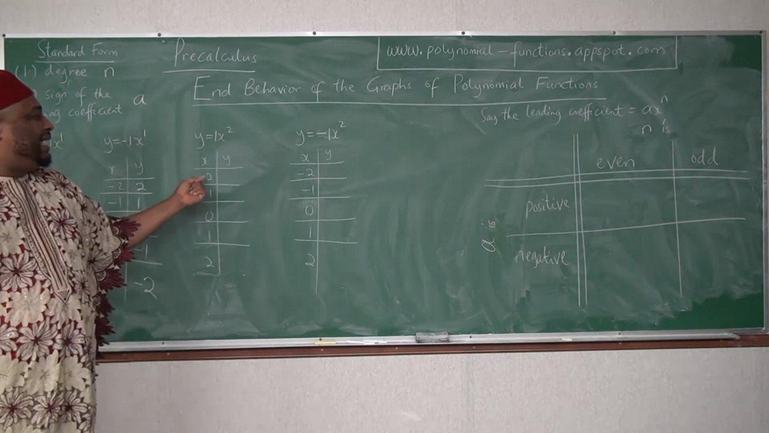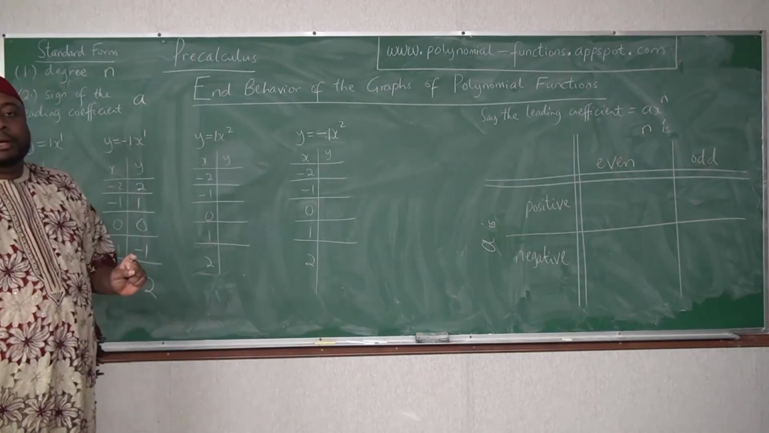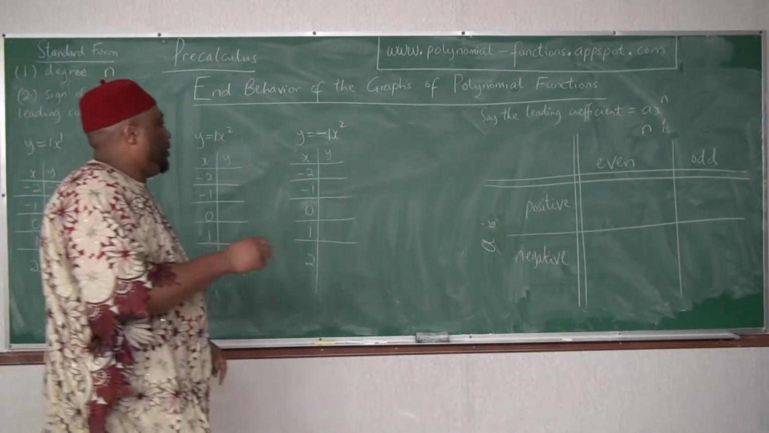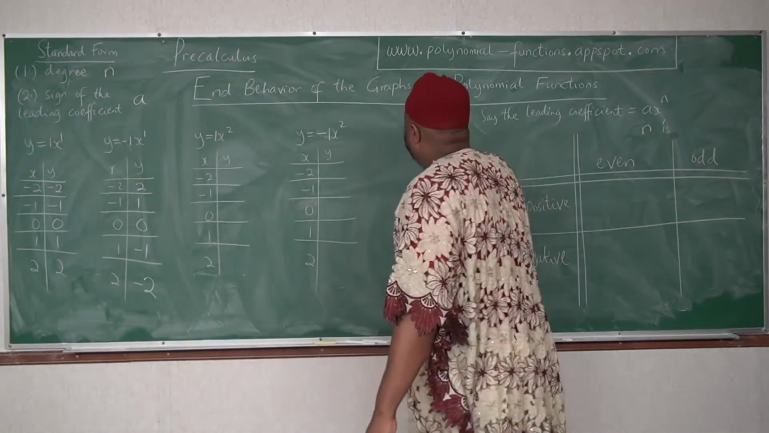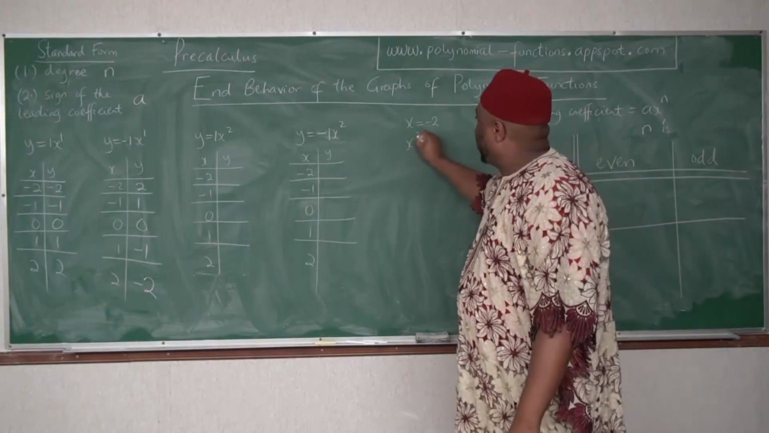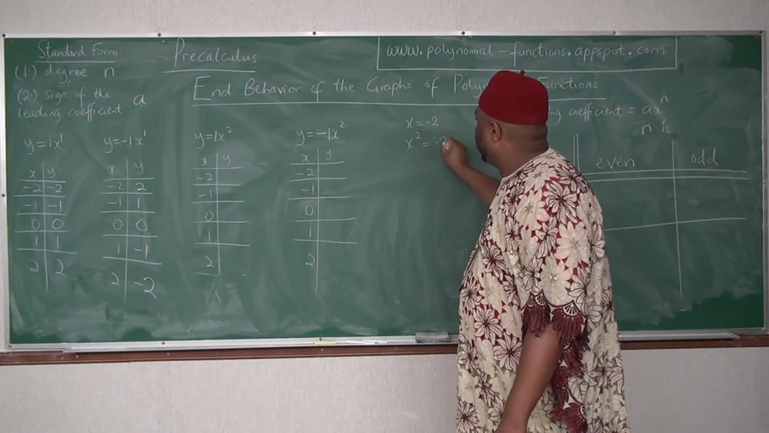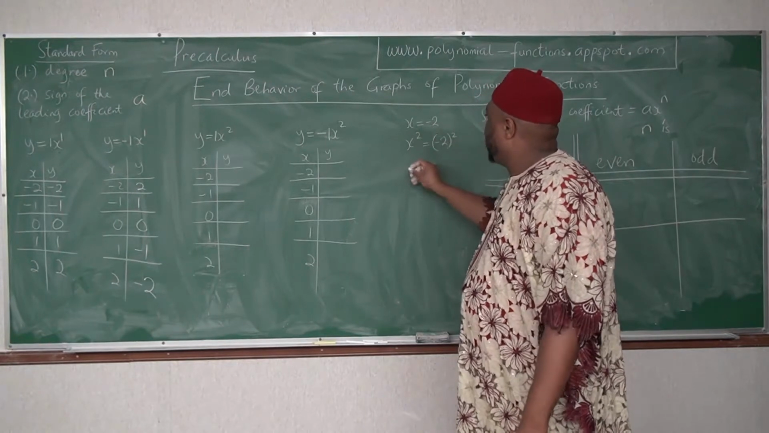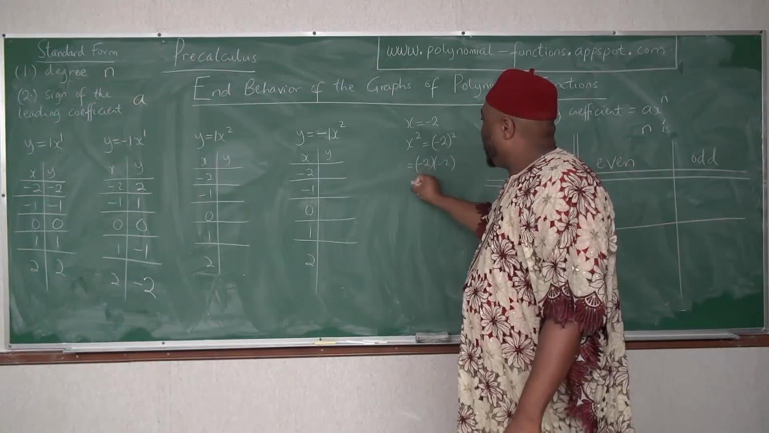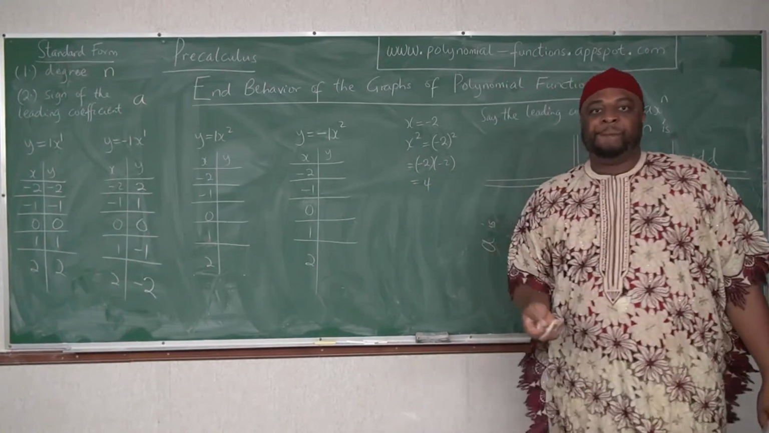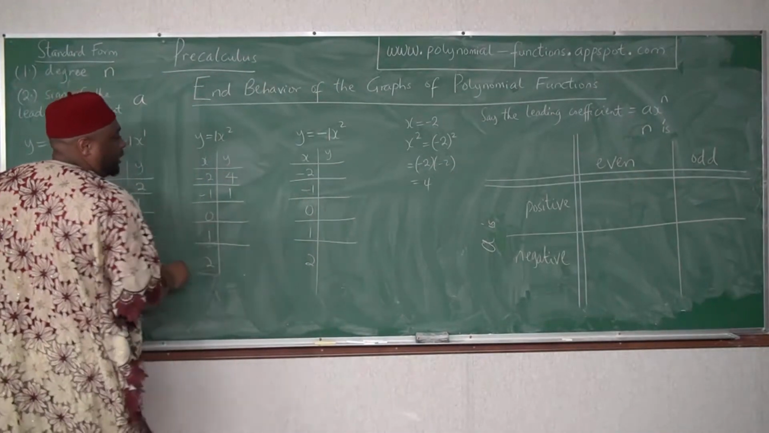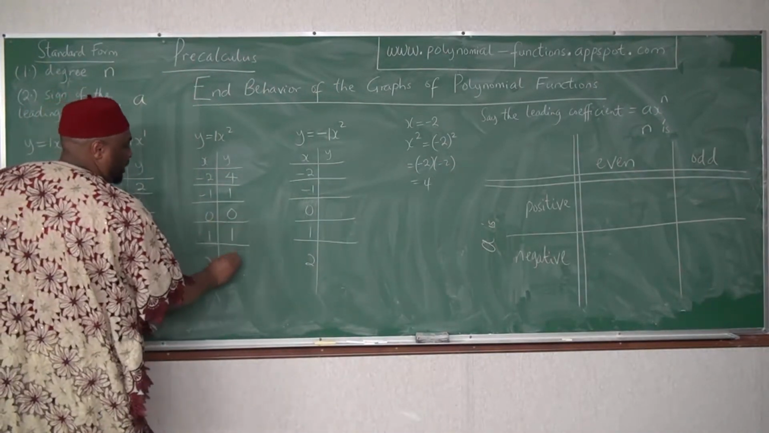Here, when x is -2, y will be -2 all squared. When x is -2, so when you have x squared, it means -2 all squared. And that is -2 times -2, and that is 4. So this will give us 4, this will give us 1. This is 0, this is 1, this is 4.